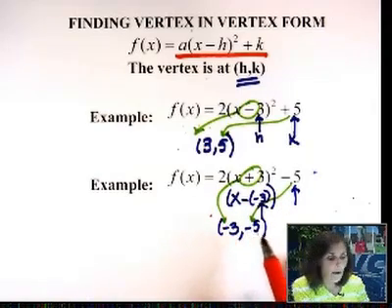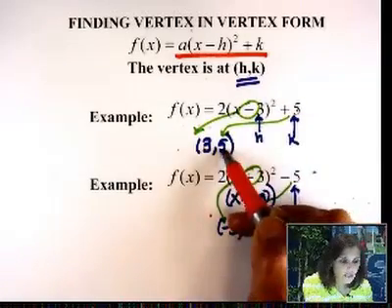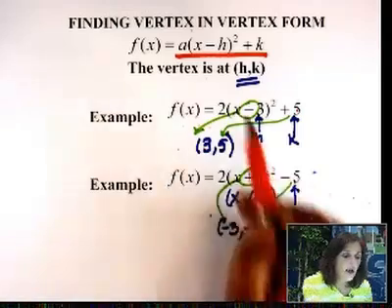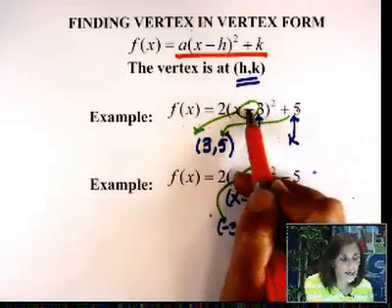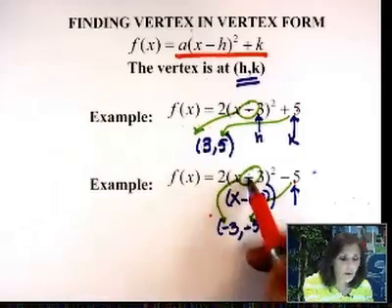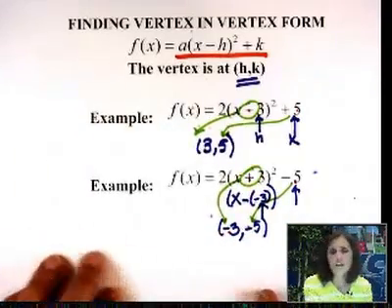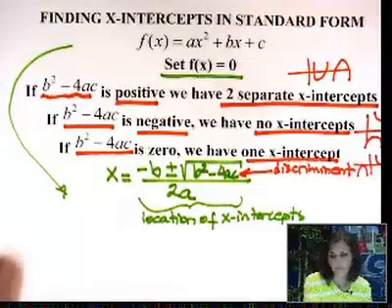So one way to remember, the y-coordinate is going to be itself, the k. It doesn't change sign. But the x-coordinate of your vertex is going to be the opposite sign. If you have a negative, this is going to be positive. If you have a positive, it's going to be negative. So you can look at an equation in the vertex form and just see what the vertex is.